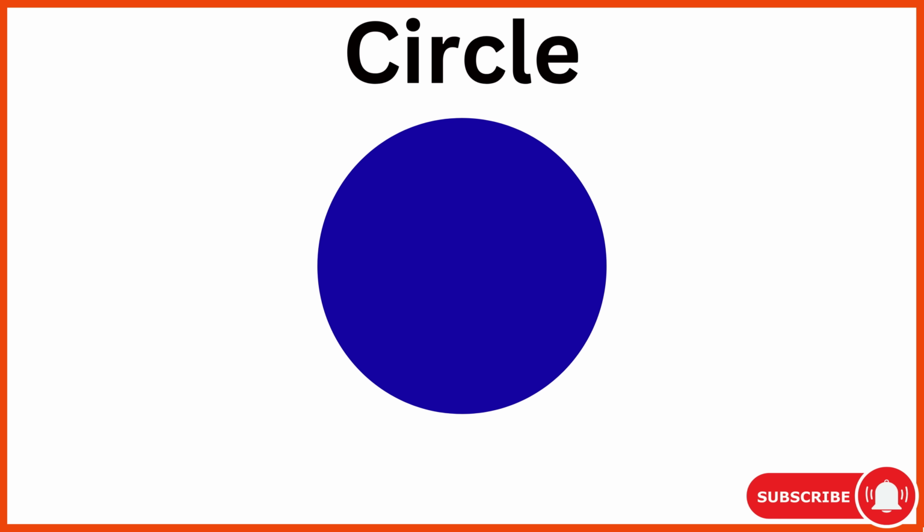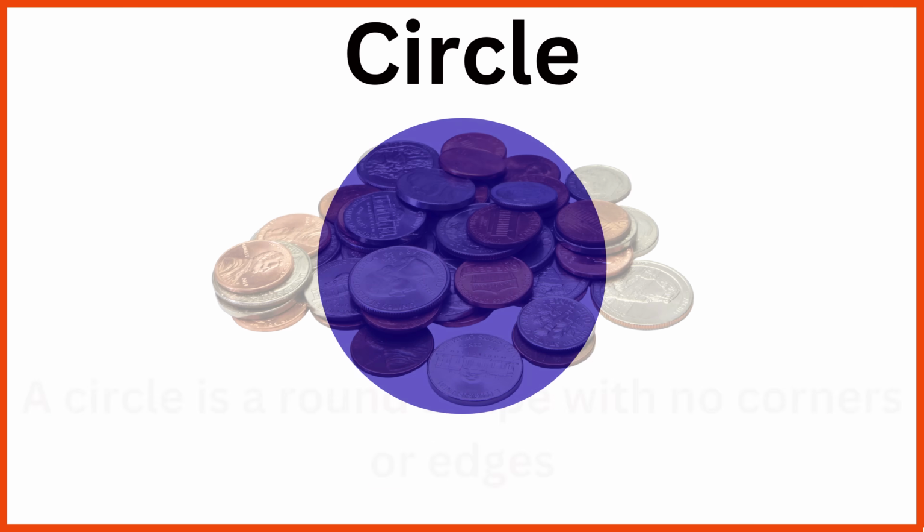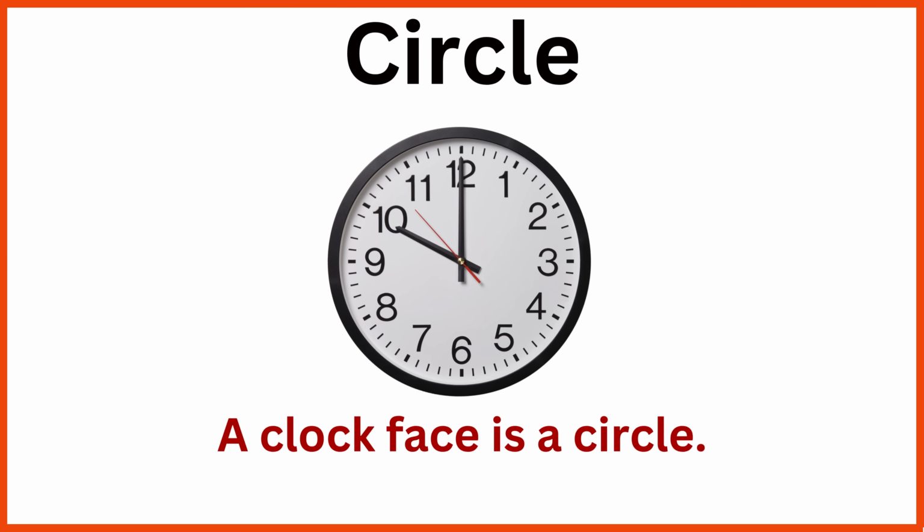Circle. A circle is a round shape with no corners or edges. A coin is a circle. A clock face is a circle.